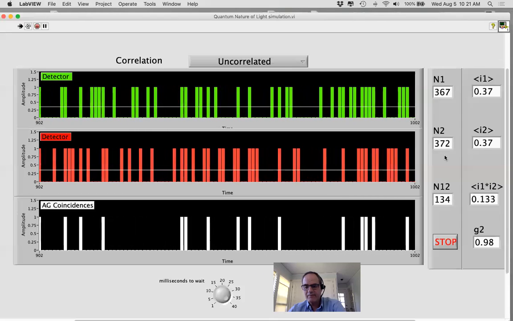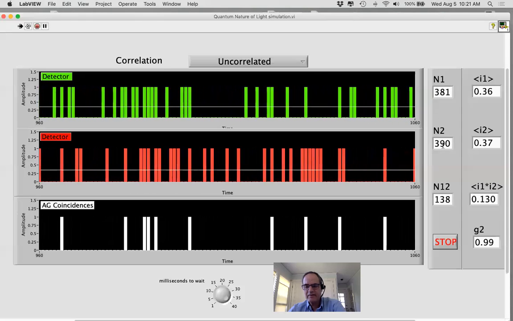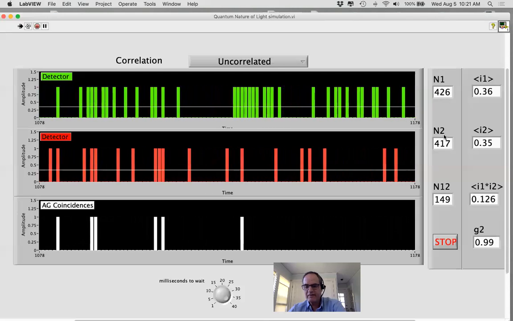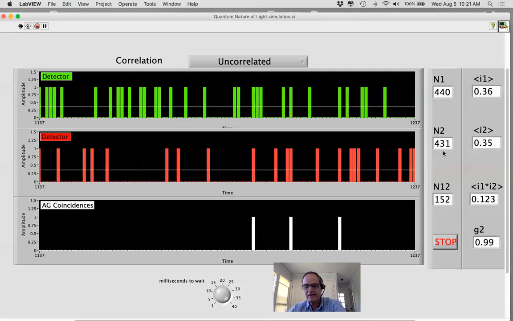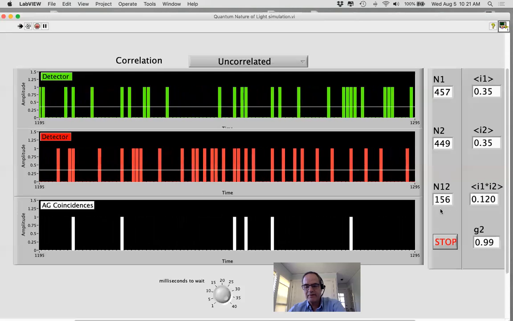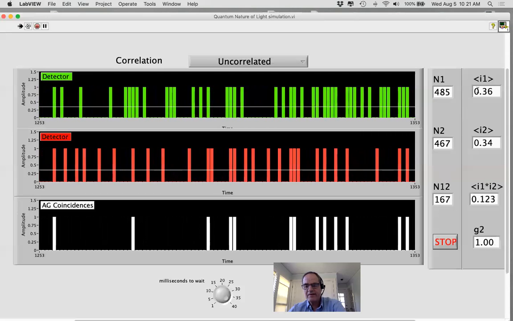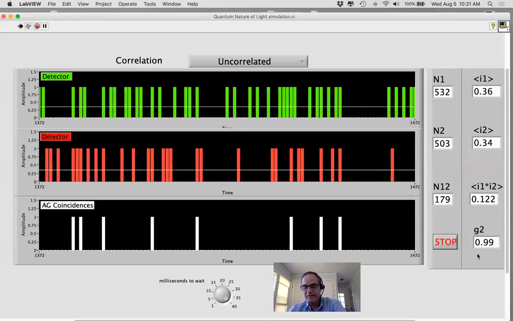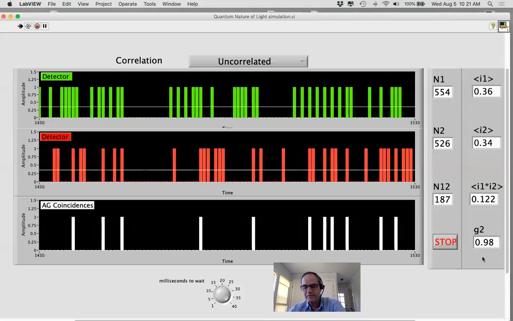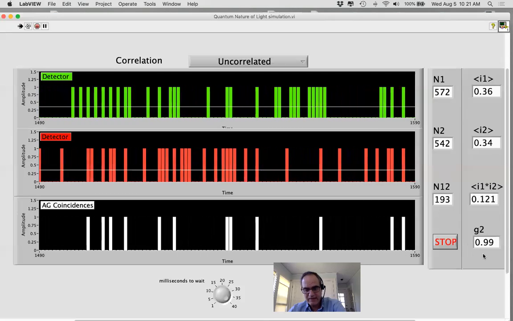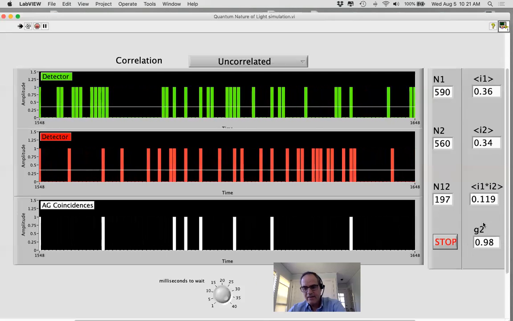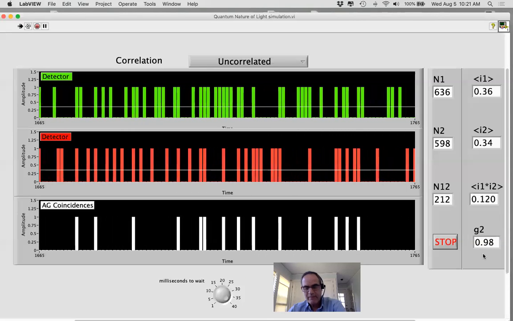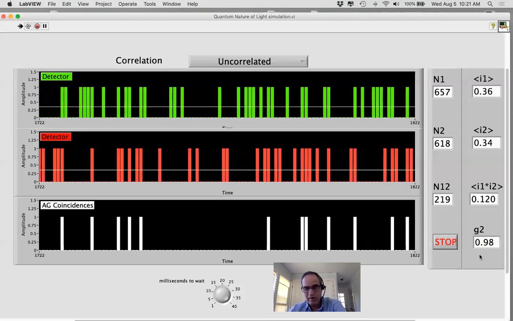Over here, there are some numbers. These are the number of counts in each channel, the number of pulses from the first detector, number of pulses received from the second detector, number of coincidence pulses. And over here are the average intensities that come from those numbers. And then finally, here's a calculation of G2. Of course, since this is a simulation, the result fluctuates, but you can see that the value is very close to 1.